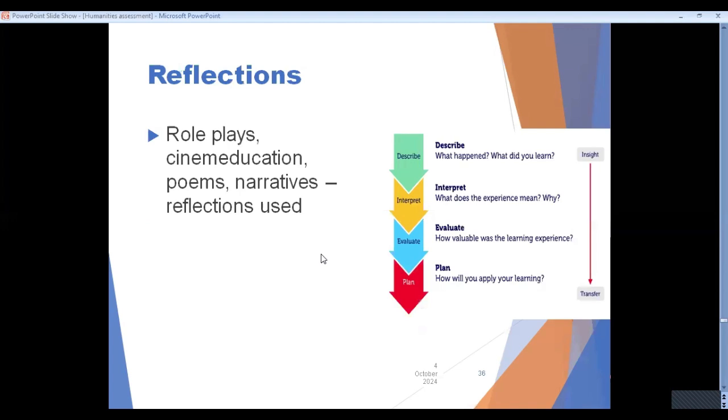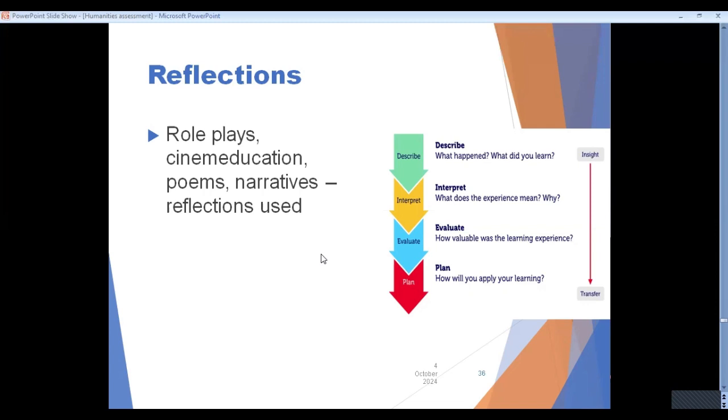Nowadays, we have e-portfolio also. Reflections, we all know now what reflections are. Now, these are very important. They are hybrid tools, actually. They can be used for learning also, and they can be used for assessment also. So after giving any immersive experience to the student, for example, role play, cinema education, poems, narratives, etc., you can ask the students to reflect.